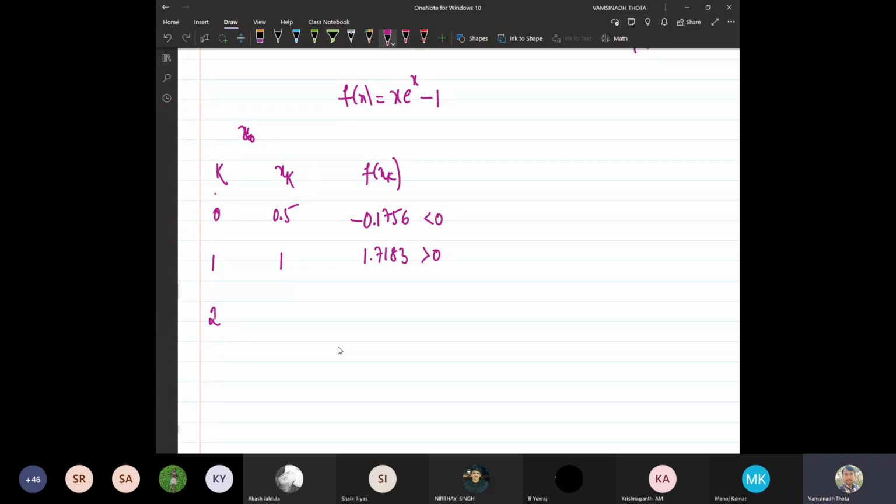Okay. Now, k is equal to 2. What is x2? Will there be any change in the x2? I think better we write some more.